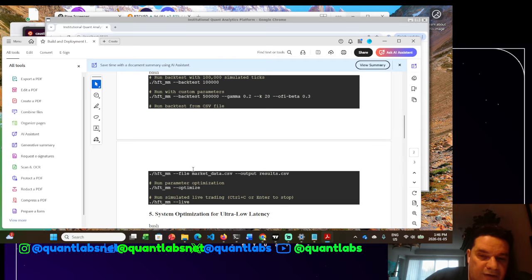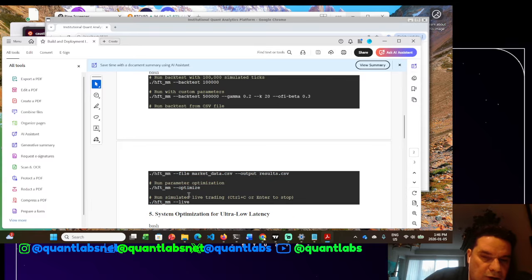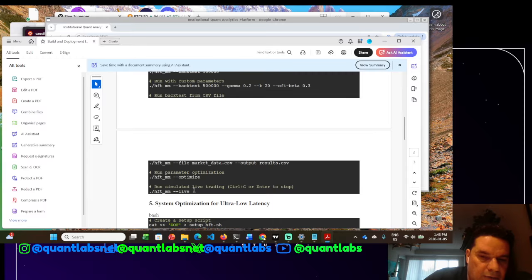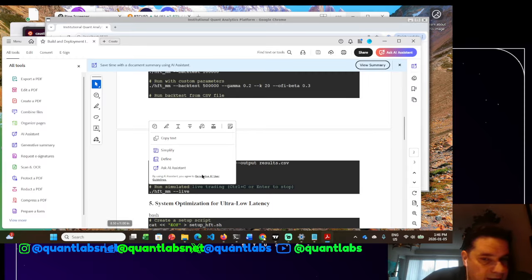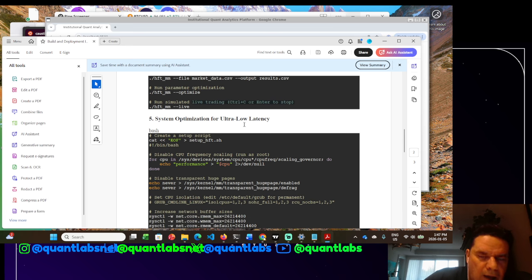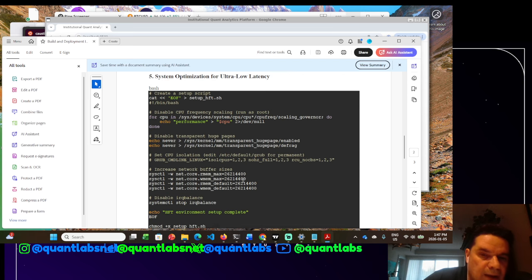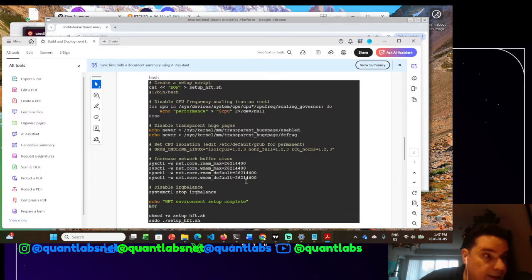This is where it gets very powerful. We can load in the data. We can run it with an optimizer. We can run so-called live data. Okay, and then it goes on about the coding techniques that you can use to optimize your Linux environment to really take advantage of it. Again, these are just samplings, just for demonstration purposes on how it's done.